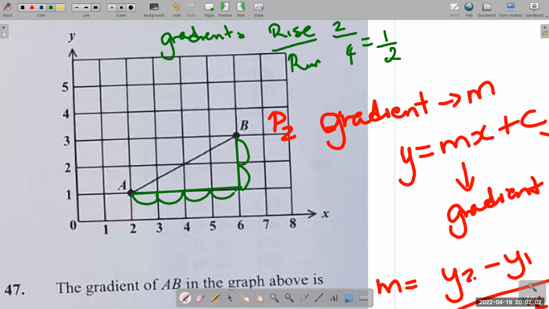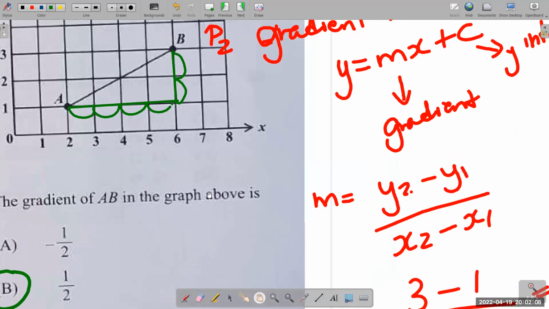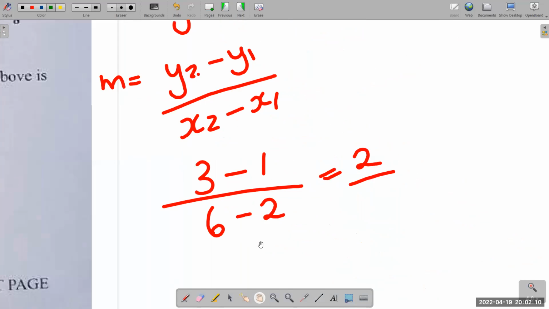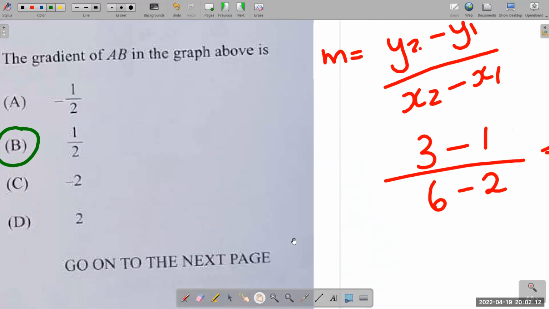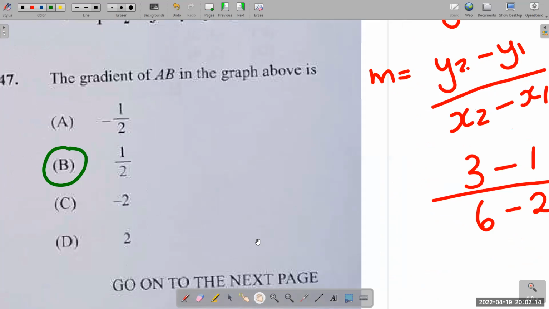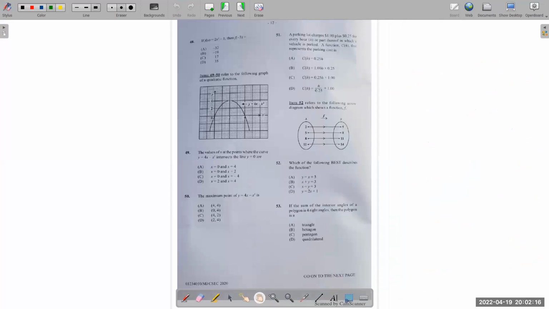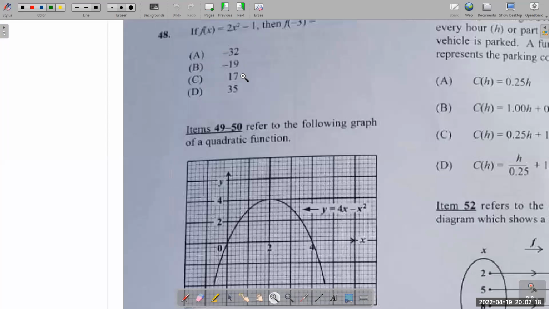So we know how to find the gradient from the graph. Everybody with me? And from the equation. Okay? So you choose whichever one you think is easiest for you to calculate. All right, so let's keep it moving. You know what we're in now? We're in functions.